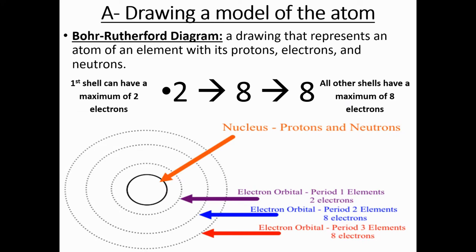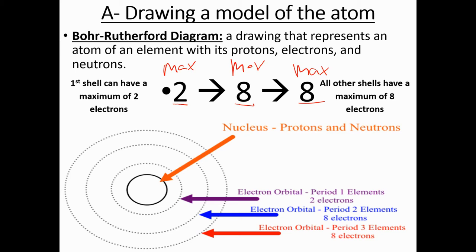So when you're drawing a Bohr-Rutherford diagram, you're representing all the electrons that that element has. So a Bohr-Rutherford diagram is a simplified model of an atom. It represents all the electrons, all the protons, all the neutrons. The general rule of thumb in grade 11 and grade 10 as well, in grade 9, is that the first shell will carry up to a maximum of 2, second a maximum of 8, and third a maximum of 8. So max of 2, max of 8, max of 8. So essentially you're just filling out the shells.